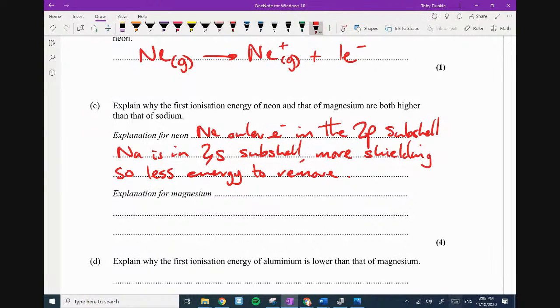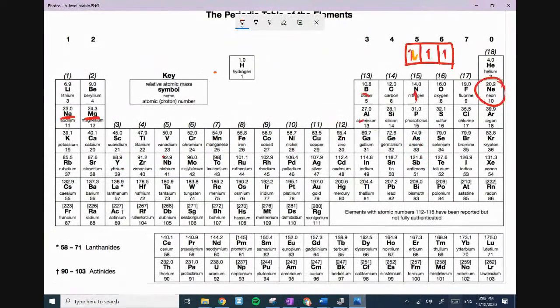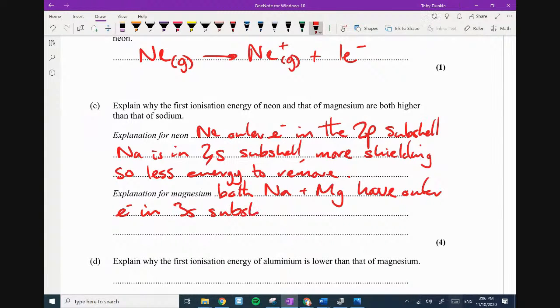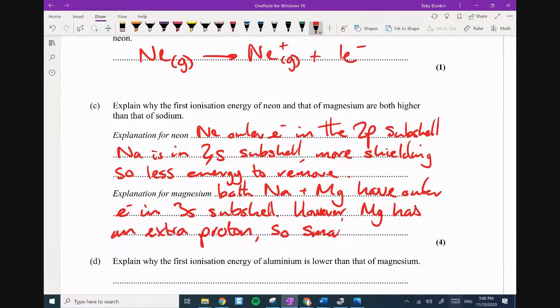Next, why is magnesium higher? Now they've got the same shielding, but magnesium's got an extra proton. Yeah, because for magnesium, the outermost electrons both are in the 3s. So both Na and Mg have outer electron in 3s subshell. Same shielding. However, Mg has an extra proton, so smaller than Na, so more energy to remove. Clever question. Really nice. Really love that.